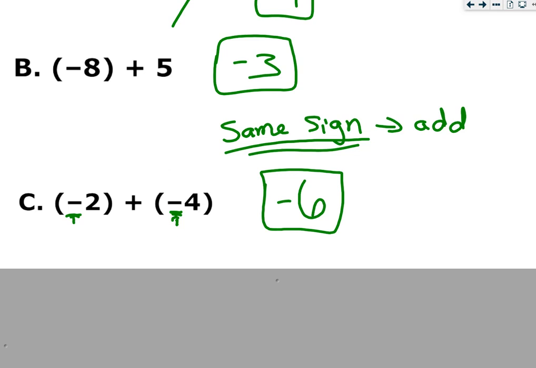One thing to note about these is that these are all expressions. And so I'm not saying equals negative 6. I'm not saying equals negative 3. It is just strictly negative 6.